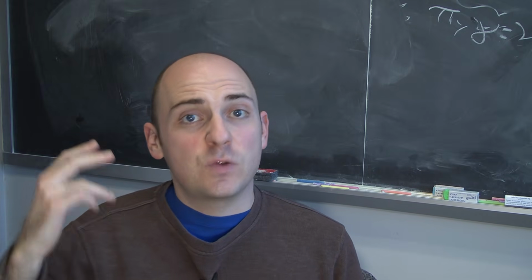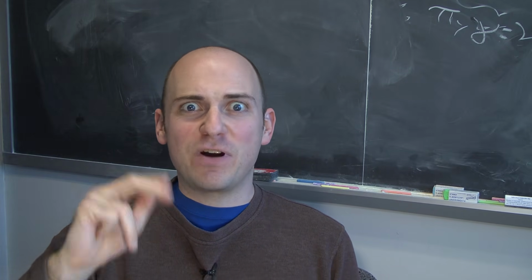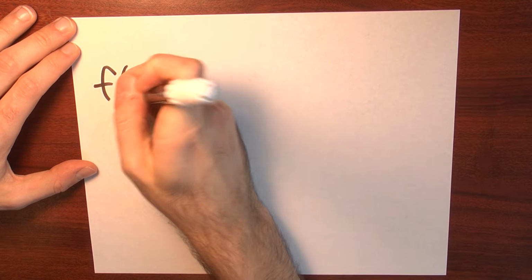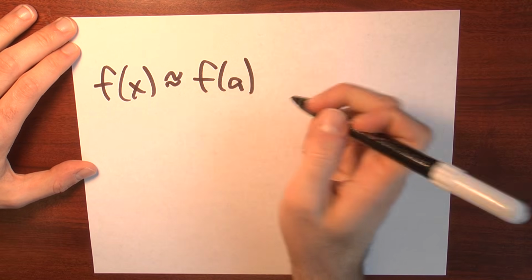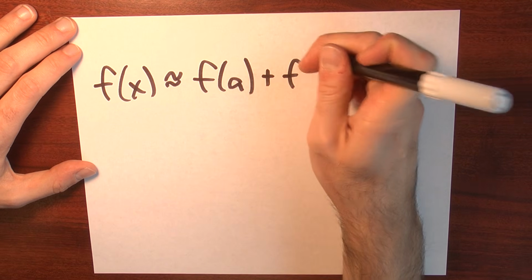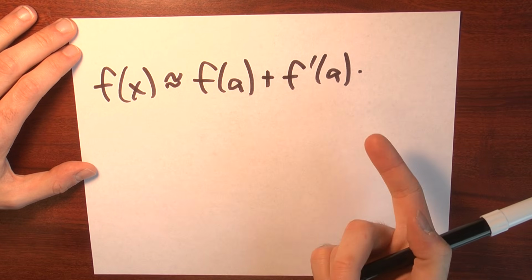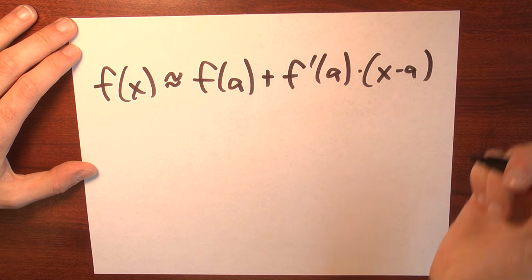Way back in Calculus 1, we were finding linear approximations for a function near a point a. Well, how did that go? Well, it looked like this. f of x was approximately f of a, writing down a linear approximation around the point a, plus the derivative at a times how much the input has to change to go from a to x. So times x minus a.